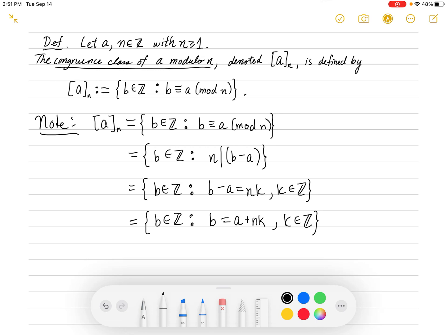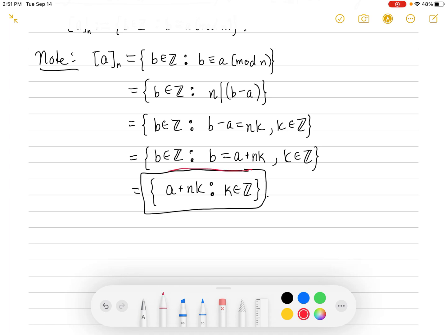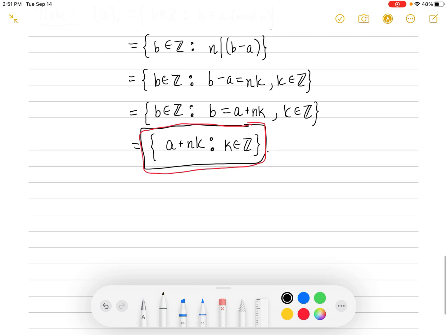So before the such that sign, we have those integers b, and after the such that sign, b is of the form a plus nk, where k is an integer. We can just replace the b in front, before the such that symbol, with a plus nk. All the b's are of the form a plus nk, so this is all integers of the form a plus nk, where k is some integer. Now this is the most useful form, which I'm putting in this red box. Well, that's not red, is it? Let's make it red. In this red box, this is probably the most useful form of describing the congruence class of a mod n.